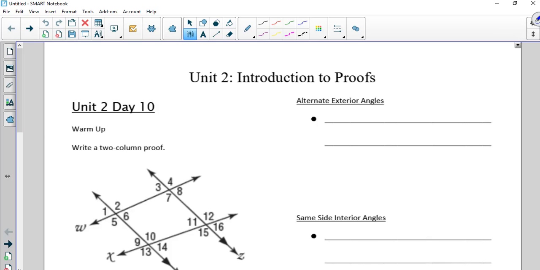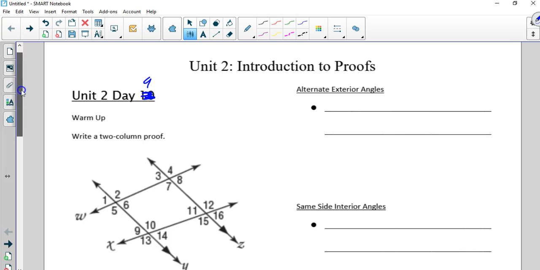Okay, day 9. Oh, it says day 10 here, but it's 9 in your packet. I forgot to change it. I'm sorry.